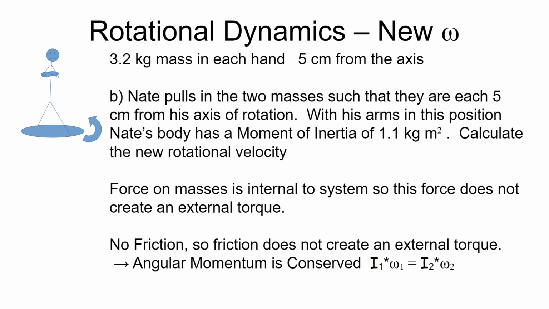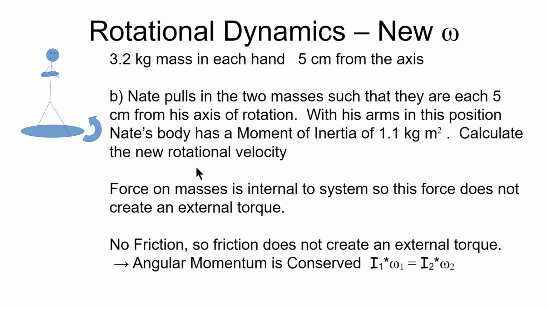Second question. Now we're going to let Nate pull the masses towards the axis of rotation. So in my sketch here, I'm drawing the masses closer to the axis of rotation. Now the arms are no longer extended for Nate, so his body's moment of inertia changes. I'm going to claim it's 1.1 kilogram meters squared. And we want to calculate the new rotational velocity.